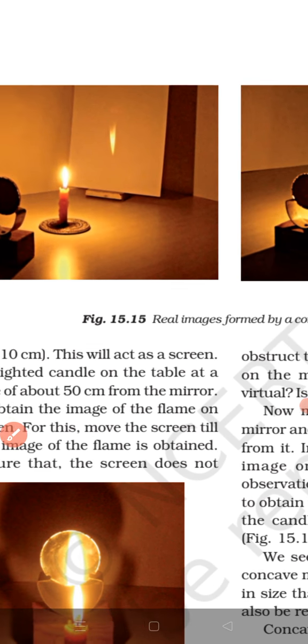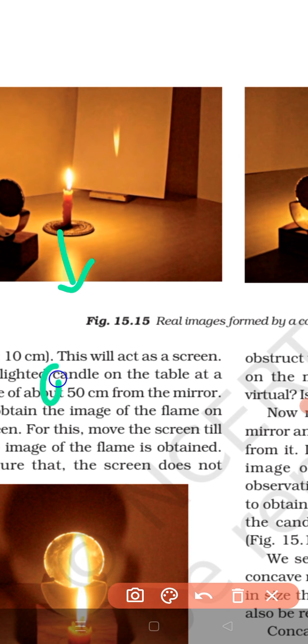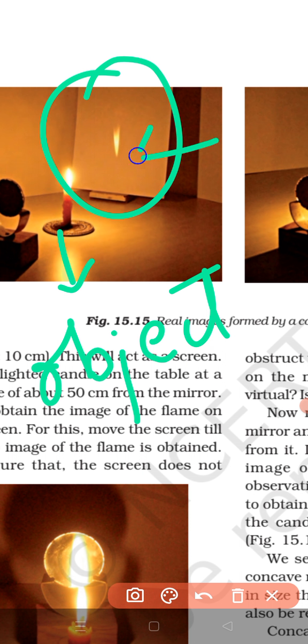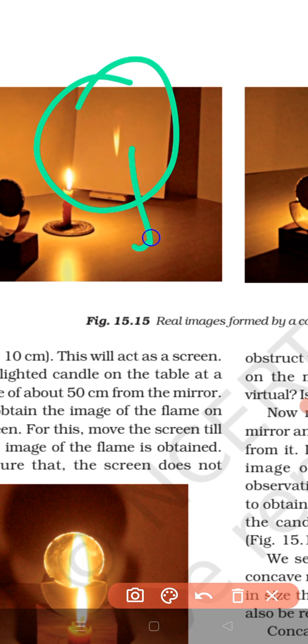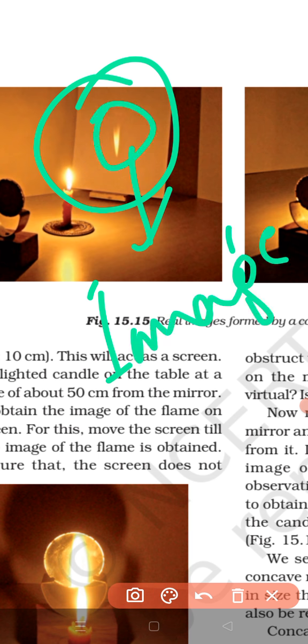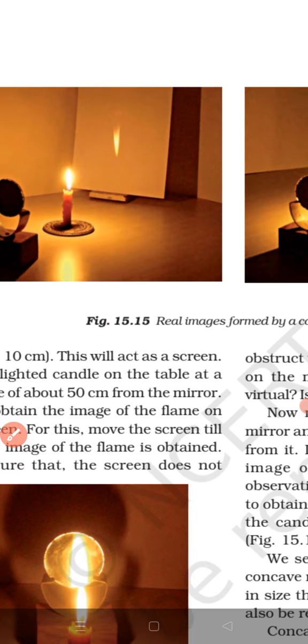So this is the object. This is the screen. On the screen you will get the image. As you can see, this is the image of the flame.